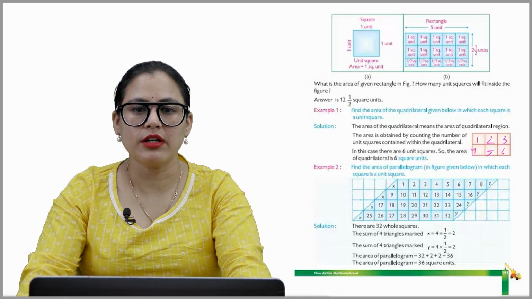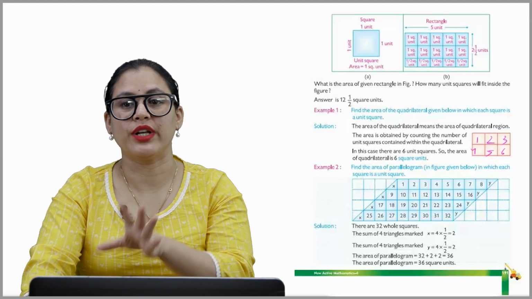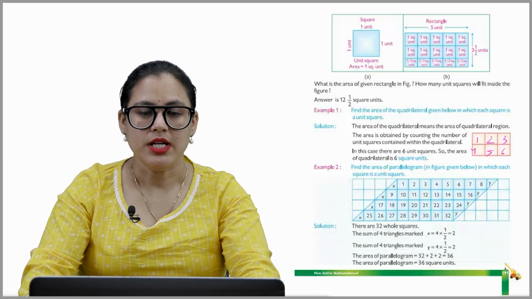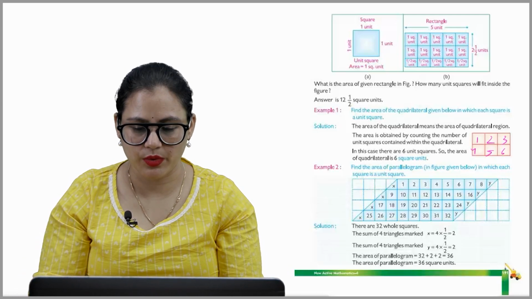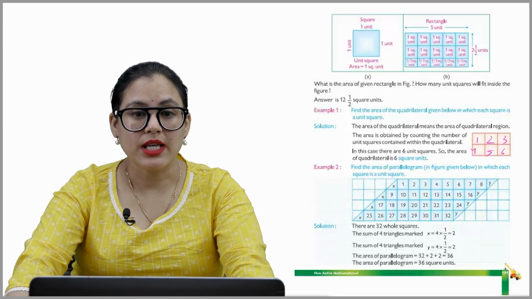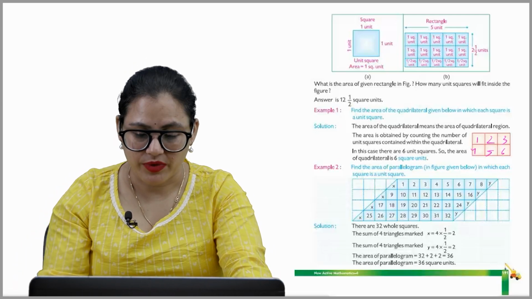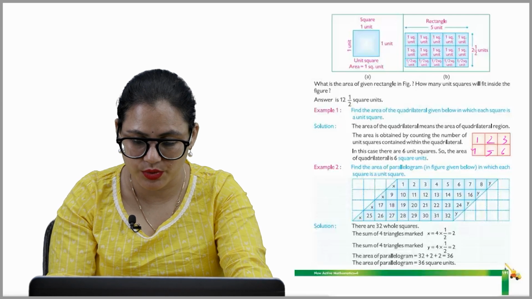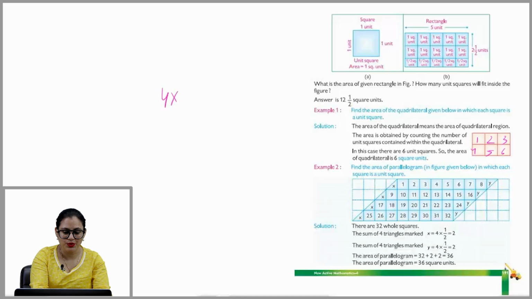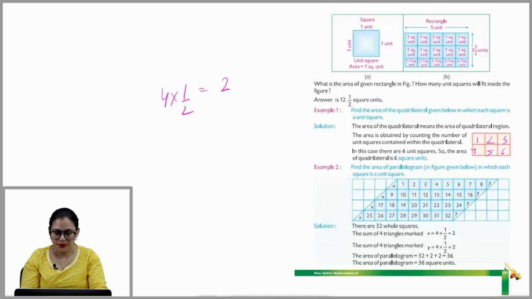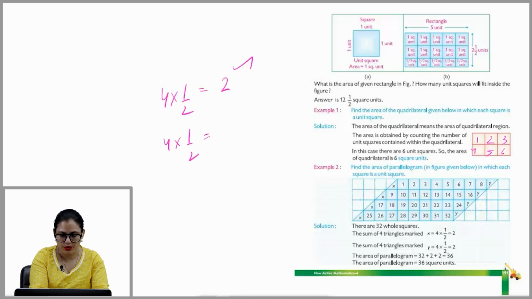Example 2, find the area of the parallelogram in the figure given below in which each square is a unit square. Okay, see, there are 32 whole squares, 1 to 32. The sum of the 4 triangles marked, these are the triangles, 1, 2, 3, 4. Okay, 4 triangles is equal to 4 into half, because these are half squares, so 2. And the sum of the 4 triangles marked by 1, 2, 3, 4, again, 4 into half is equal to 2.